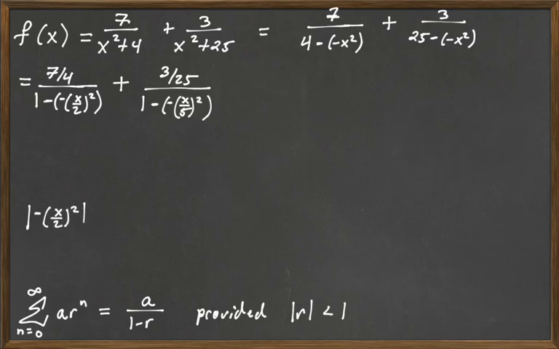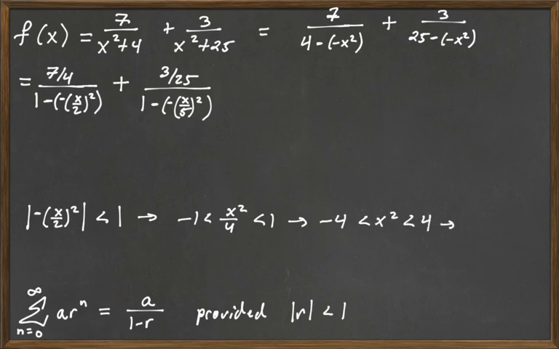Before I do that, I'm going to list my intervals of convergence. So we're going to take the common ratio, negative x over 2, squared. So that's going to tell us that negative 1 is less than x squared over 4, which is less than 1. So negative 4 is less than x squared, which is less than 4. Okay, and so that is going to tell us that x is going to be between negative 2 and 2. Okay.